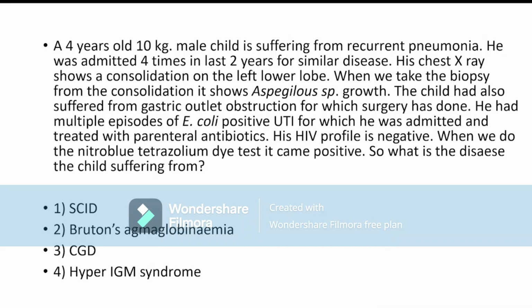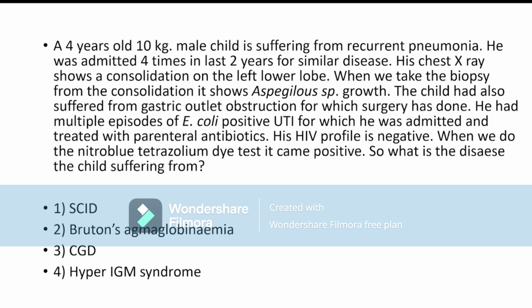Hello everyone. Today I will discuss an important topic of the all India NEET examination. This topic has come in your all India examination plenty of times. So the question for this topic is: a 4-year-old boy, 10 kg, suffering from recurrent pneumonia.